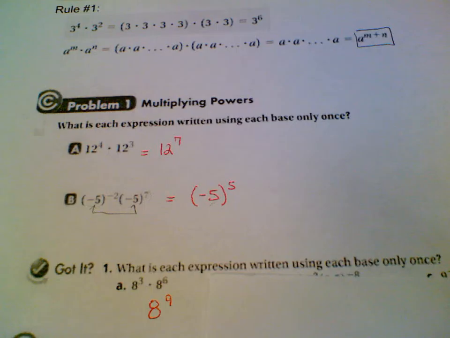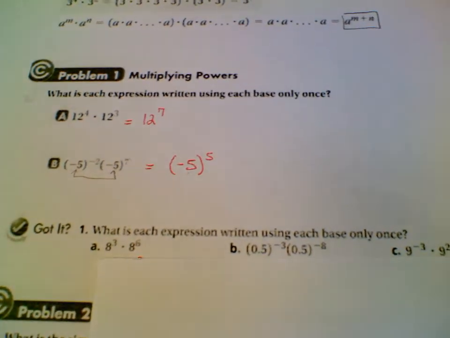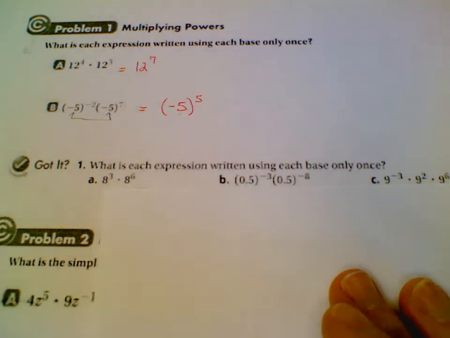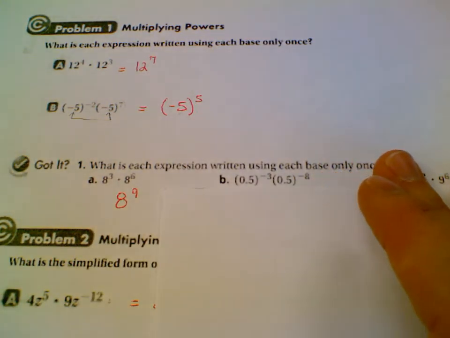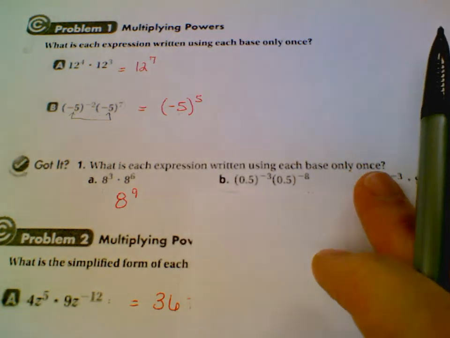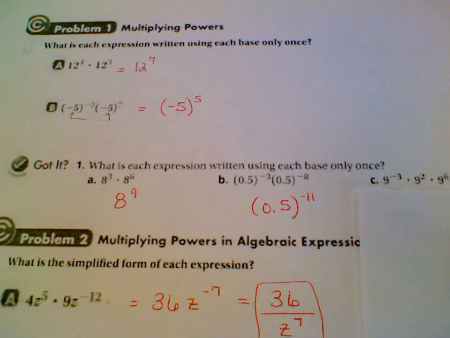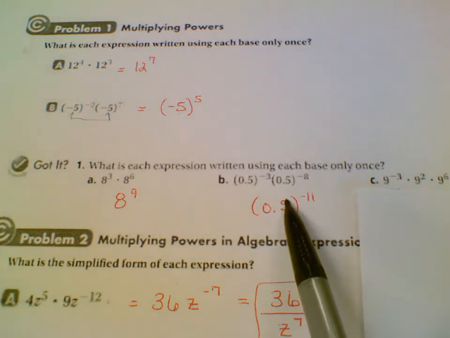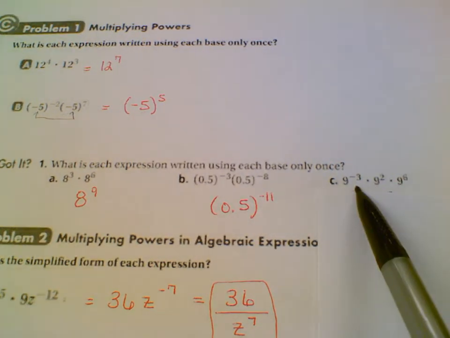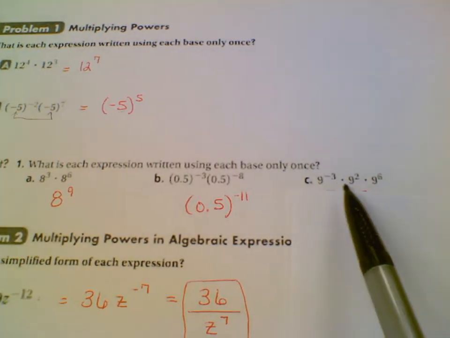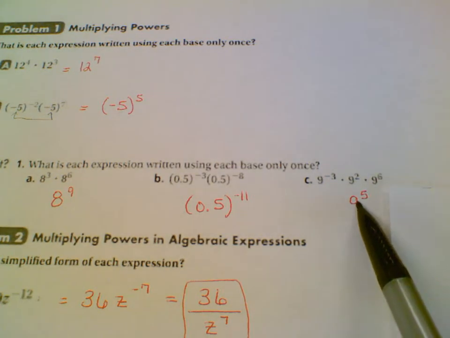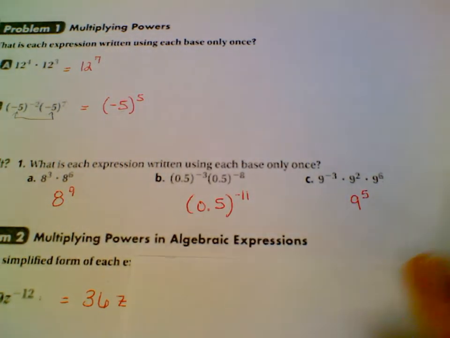Alright, you're going to pause the video and try the got it questions. So in letter A on the got it question, you should be getting 8 to the 9th because you're going to keep the base the same and add those exponents. On letter B, you should get 0.5 to the -11th, again, keeping the base the same, adding your exponents. And then last, even though there's 3 of them, you're still going to do the same thing. I'm going to add the exponents, and then I'm going to keep the base the same. So you should be getting 9 to the 5th power.